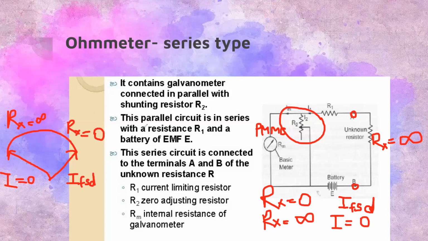Now any intermediate markings can be placed, by connecting different values of Rx you will get different readings. Now I have marked zero here. Instead of zero you can put 5 or 10 or whatever. So you get the output here, and if you reduce the value a little, you will get the reading here.